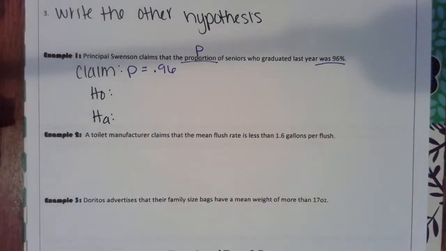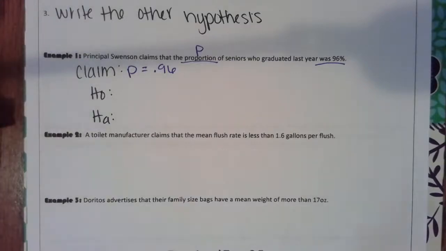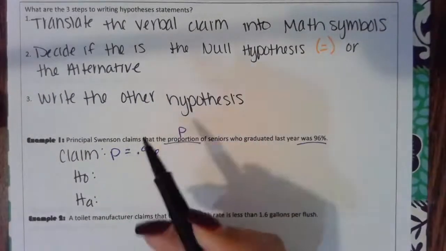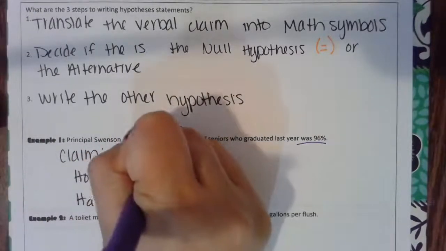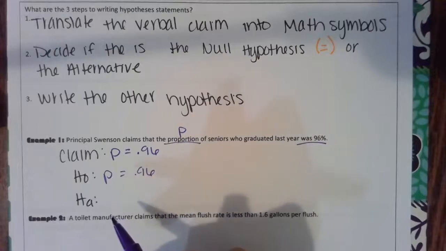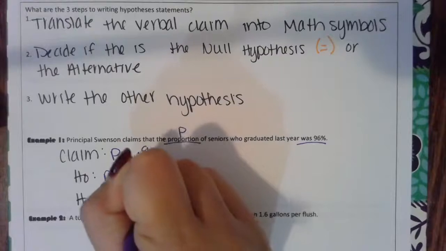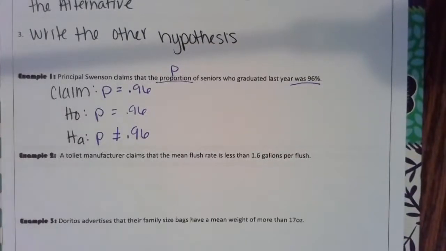Now, remember, this is where you need to decide, okay, this is my claim. We have translated our verbal claim. Is this going to be the null hypothesis or the alternative? If you actually look up here, it tells you that if you have equality, you're automatically the null hypothesis. So your claim would go right here. Since the alternative is the opposite, if equality, it is not equal to. So your alternative would be not equal to 0.96.